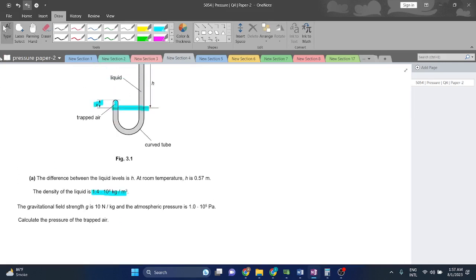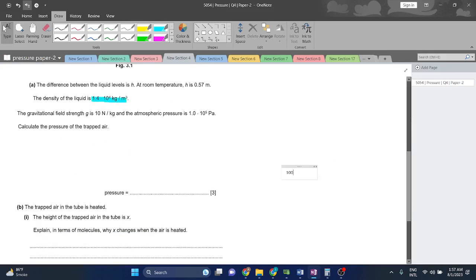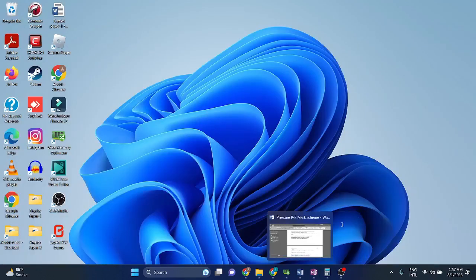अच्छा, आपको मैंने क्या कहा था कि trapped air की हमने pressure निकालना है, तो we have to add the atmospheric pressure plus rho gh, which is density into gravitational field strength into height. तो density है हमारे पास 14,000 into g, which is 10, into h, which is 0.57. So we'll get 180,000. अच्छा, this will be one. Yeah, we'll get 180,000. Let's check.